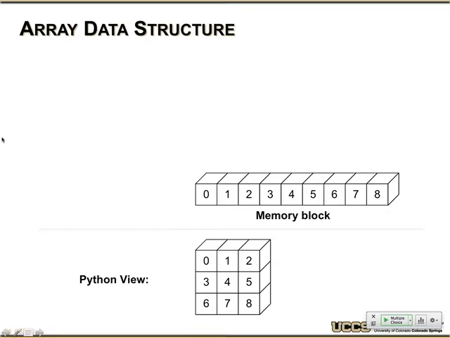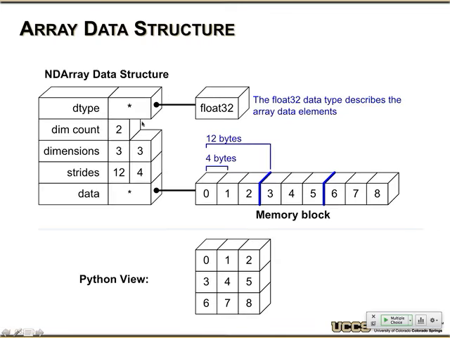So in that block of memory, Python might view it as a block of 3x3 if I have 9 items, right? That's fine. In fact, Python has a data structure that will tell it that it's got a type pointing to floats. It tells me that it has 2 dimensions. The dimensions are 3, 3, and the strides are 12 and 4. So there's 12 bytes per row and 4 bytes per item. Okay, and then if I choose to go into Python and I play around with it, it leaves the block of memory the same and just changes the ndarray structure.